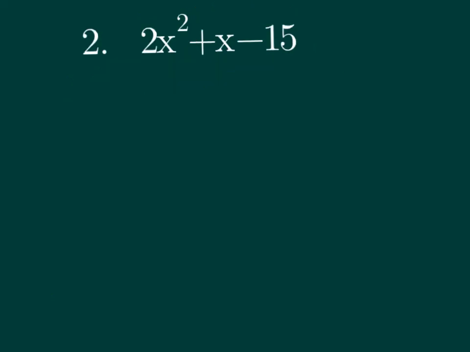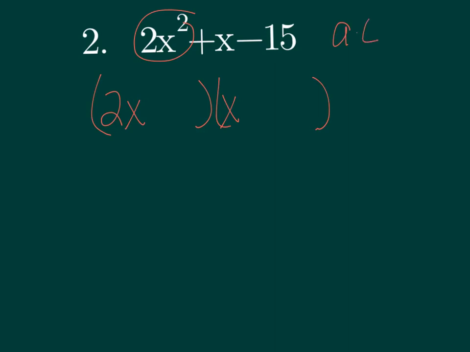All right, so we have 2x squared plus x minus 15. Again, the first thing you need to check is, will anything go into all three of those numbers besides a 1? And that's not the case, so we're going to leave it. Then we're going to start with our two parentheses. Remember, whatever number's here goes in one of the x's, and the other x is going to go in the other parentheses. Now we're going to take our a times our c. 2 times negative 15 is negative 30.